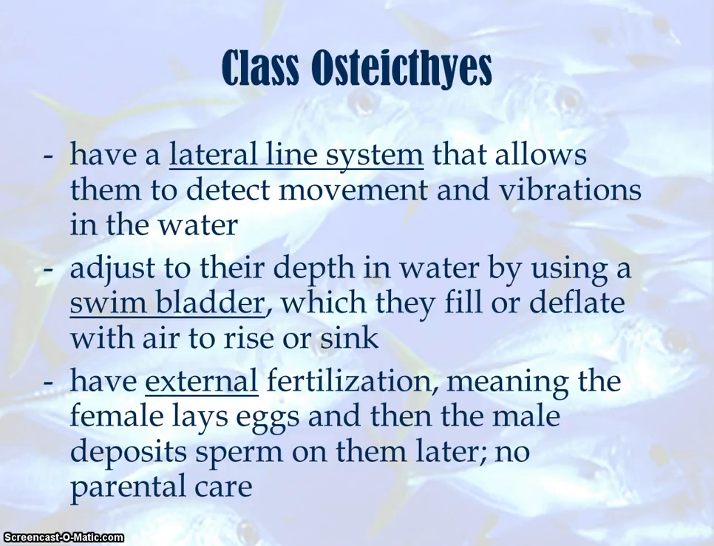Okay, so this is a class of aquatic vertebrates that have a backbone that use external fertilization, just like our sponges, for example, do. Right? They're going to release the sperm and the egg close together, and then you'll have fertilization that occurs outside the body.